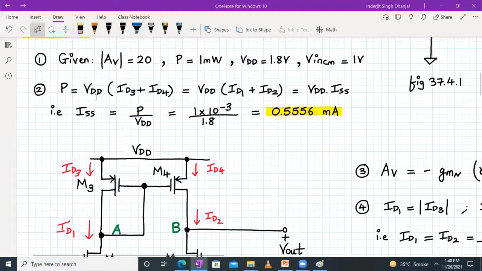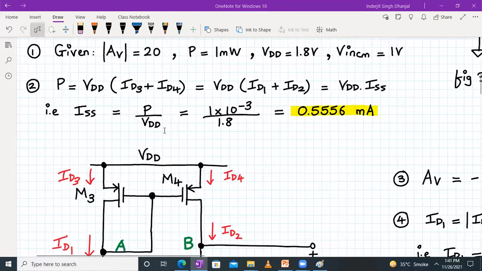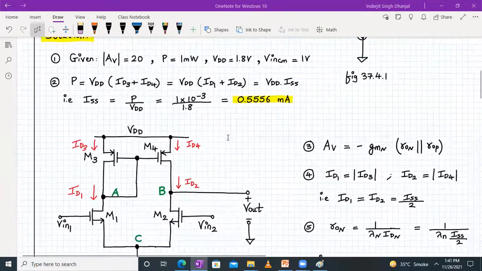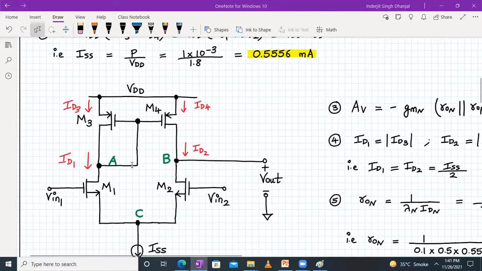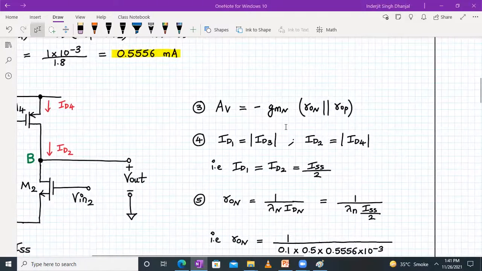So power will be given by VDD into ID3 plus ID4. ID3 and ID4 is ID1 and ID2, and ID1 plus ID2 will be equal to ISS. So now ISS will be equal to power divided by VDD. Power is 1 milliwatt and VDD is 1.8 volt. So ISS will come out to be 0.5556 milliamperes. Okay. Now next, remember our aim is to determine the W by L ratios of M1, M2, M3, and M4. So let's proceed with step number 3.